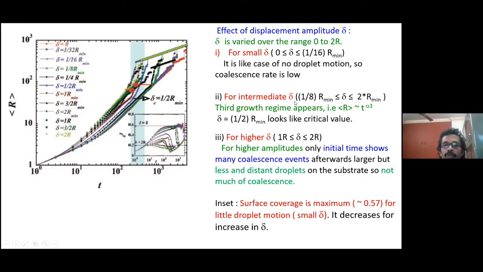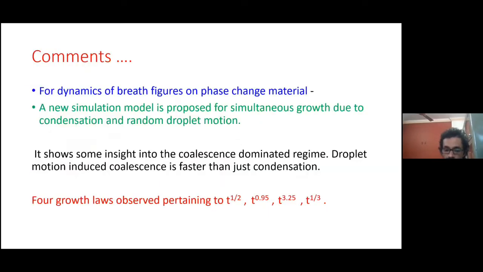Okay, so that appears to be a critical value for the displacement. And for higher delta, again, there are many large coalescing events. Though coalescing events are larger, it is allowing only formation of large droplets, but then large droplets are away from each other. Okay, so they do not coalesce very easily or quickly. And again, for larger droplets, the probability of displacement is much smaller. Okay, so surface coverage saturates at that point.